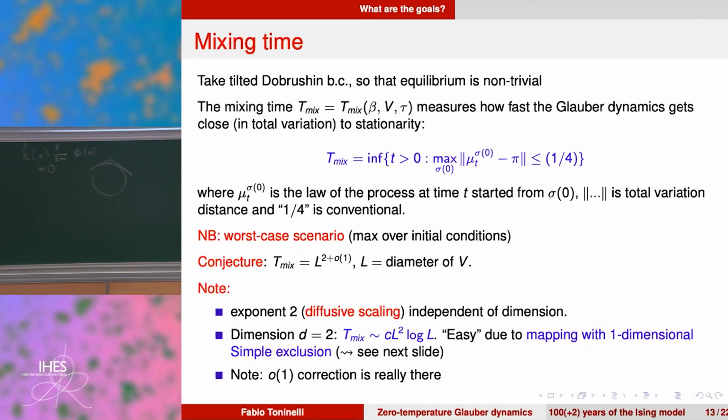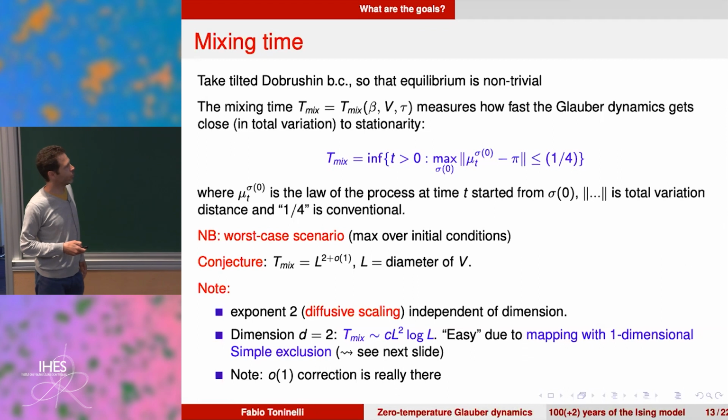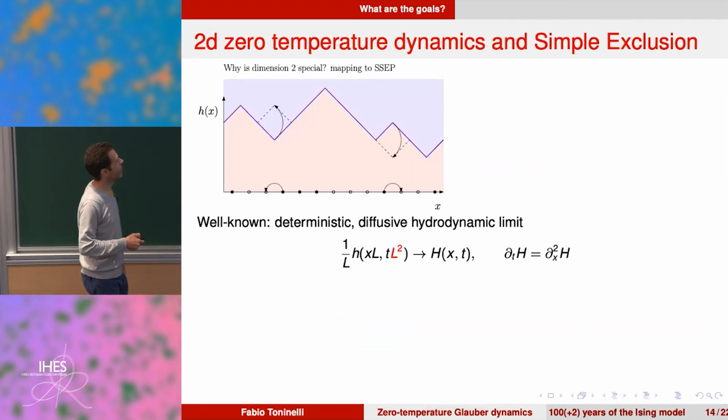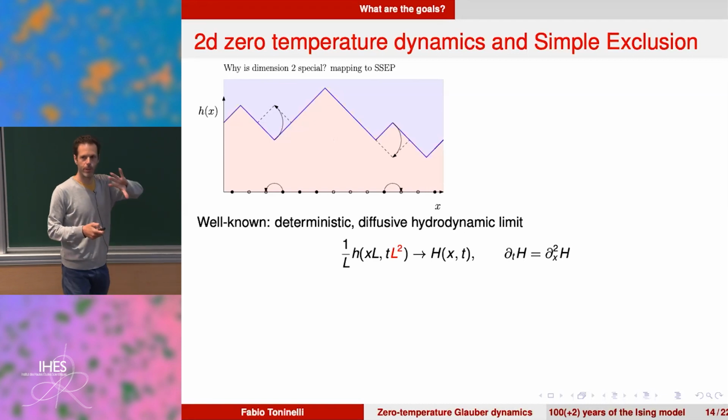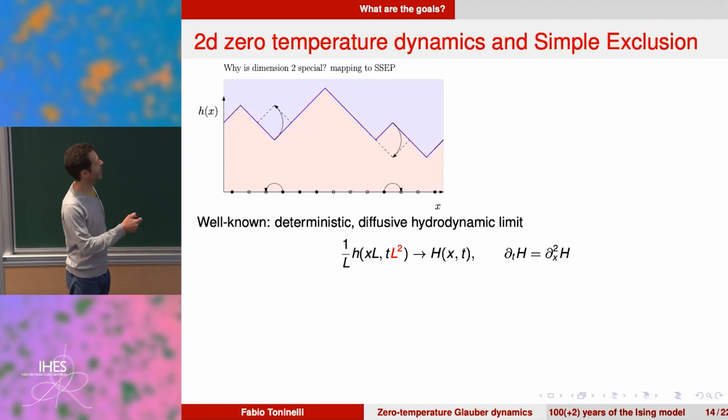Okay. The next slide should explain why dimension 2 is easy, and at least in that case you see the L squared. Dimension 2 is particularly easy because if you just take your picture and rotate by 45 degrees, the boundary between plus and minuses becomes a simple random walk path.